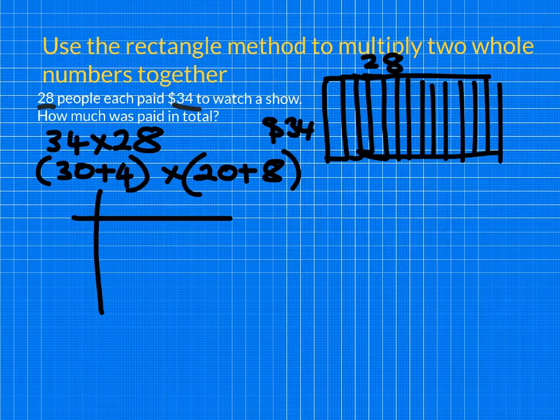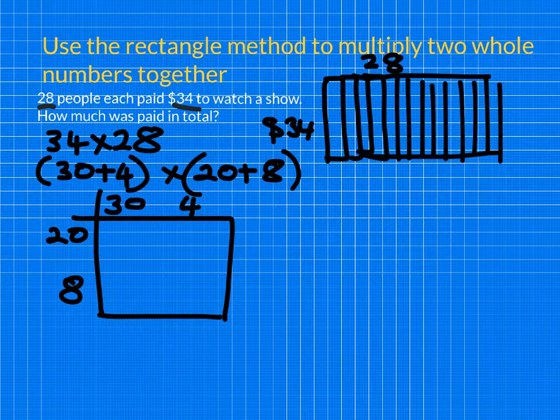So we've got 34, which is 30 plus a 4, and we've got 28, which is a 20 plus an 8. And in the middle here, this is going to be our rectangle. One side of the rectangle is 34, and the other side of the rectangle is 28. But we're actually going to work out our calculation in 4 sections and then add these 4 pieces together to find our final answer. So there's our rectangle.